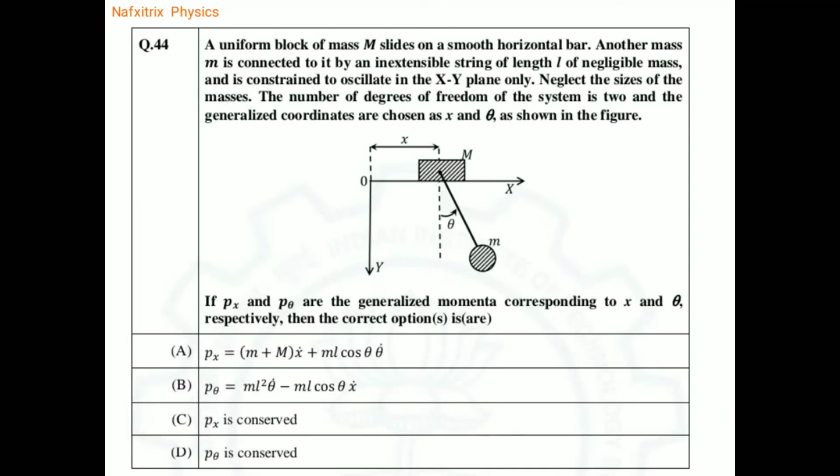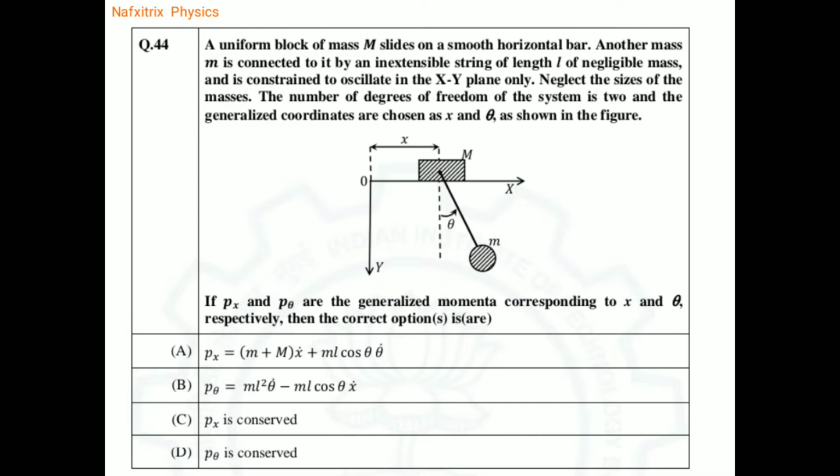A uniform block of mass M slides on a smooth horizontal bar. So this is the block of mass M. Its mass is distributed uniformly, and it is sliding on a smooth horizontal bar. This means we should neglect the frictional force acting on the bar. So that is the meaning of this.